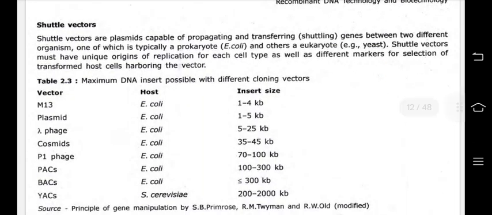Shuttle vectors. Shuttle vectors are plasmids capable of propagating and transferring, or shuttling, genes between two different organisms, one of which is typically a prokaryote and the other a eukaryote, such as yeast. So shuttle vectors must have unique origins of replication for each cell type as well as different markers for selection of transformed host cells harboring the vector.